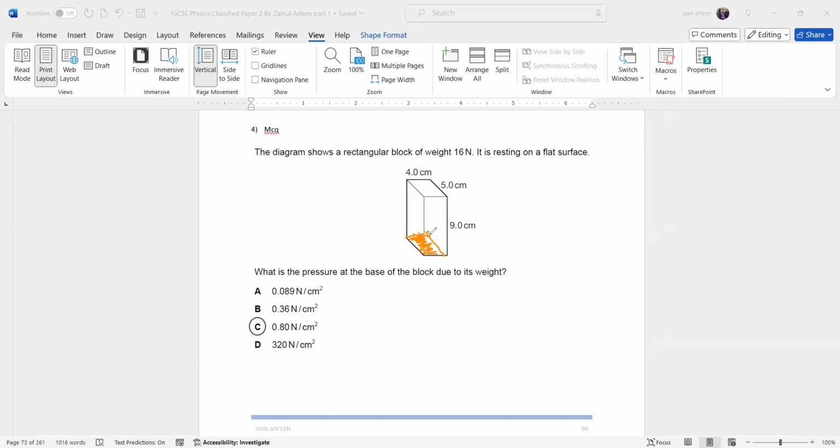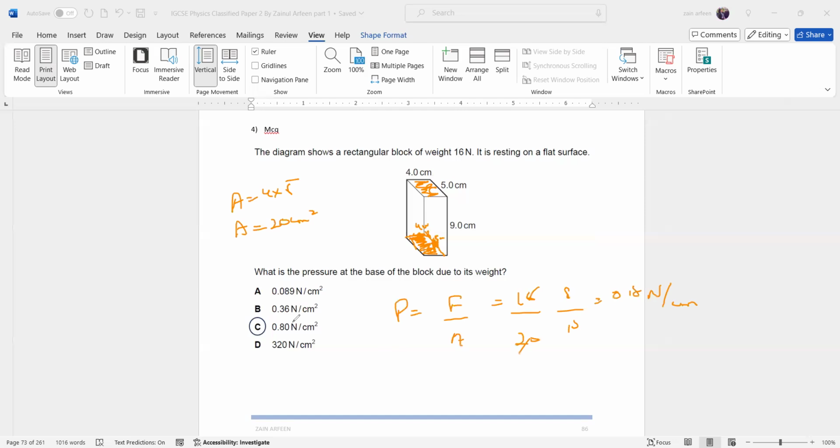So this length will be 5 centimeter, and this will be 4 centimeter. That will be the base, because the top area will be equal to the bottom area. So area will be 4 multiplied by 5, which means 20 centimeter square. That's the area, and all the answers are in Newton per centimeter square. So pressure is force acting on unit area, so force is 16 and area is 20. So 16 divided by 20, this will be 8 by 10, or 0.8 Newton per centimeter square.